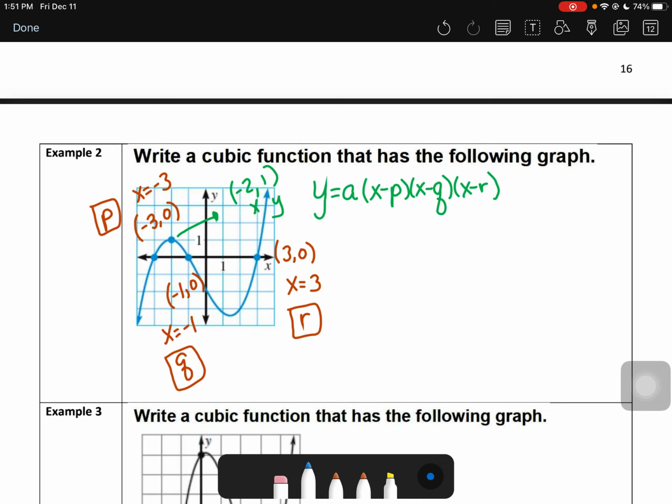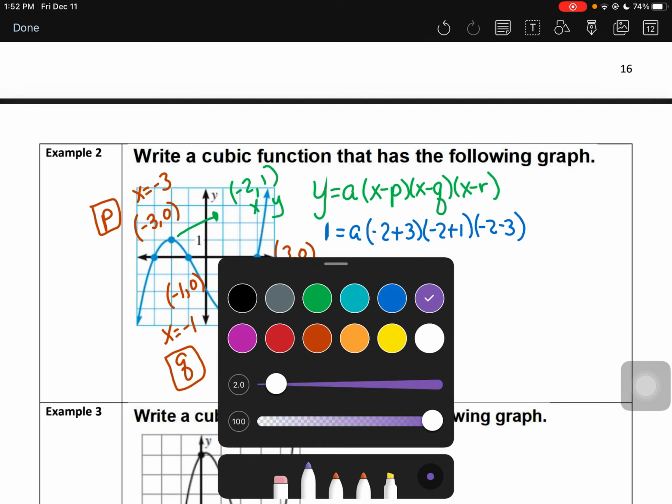Now we're going to plug in all the values to solve for a. For our y value, we plug in a 1 from our point. We don't know our a value. We're going to use our x value as -2, and we're going to subtract our p value. Our p value is -3, so minus -3 would be +3. Our x value is -2, and we subtract our q value. Minus -1 would be +1. Our x value is -2, and we subtract our r value, 3.